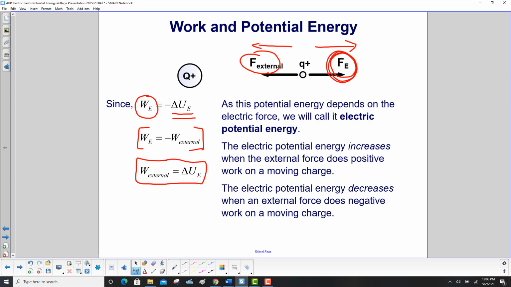Since the potential energy depends on the electric force, we will call it electric potential energy. The electric potential energy increases when the external force does positive work on a moving charge. So here's positive work by an external force trying to push these two charges together. The electric potential energy decreases when the external force does negative work on a moving charge.